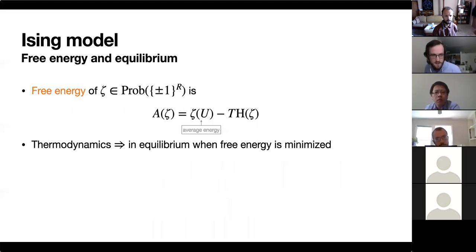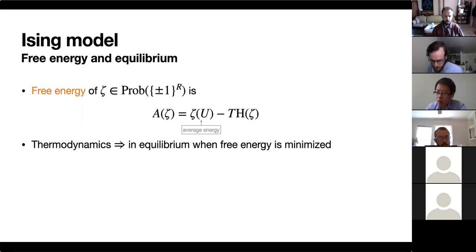And what it is, the average energy minus the temperature of the heat bath times the entropy of the measure. So it is a standard principle in thermodynamics, that I think is not completely justified mathematically, whatever that would mean, that a system is in equilibrium when the free energy is minimized.